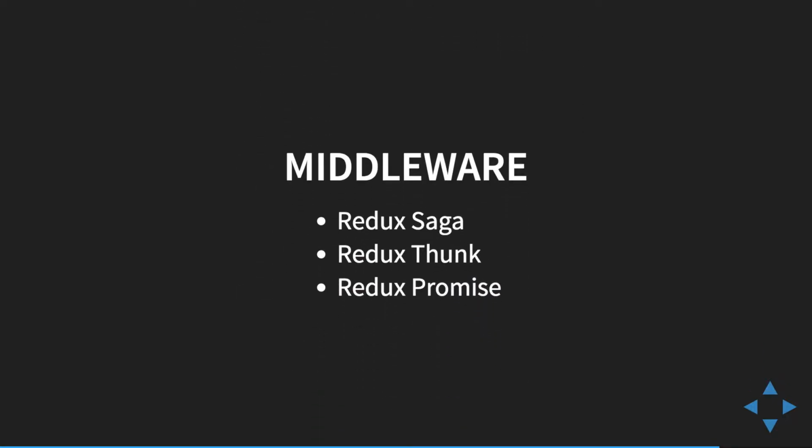So there are 3 popular middleware for handling API calls. There's Redux Saga, Redux Thunk, and Redux Promise. Redux Saga is the most popular.